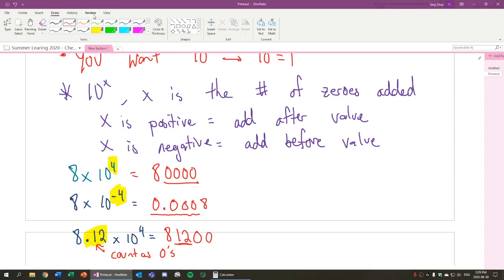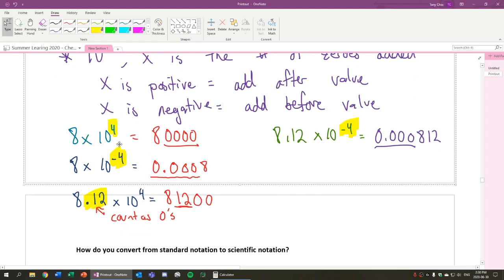So that's only if it's positive. What happens if it's negative? If you have 8.12 times 10 to the negative 4, what will happen? Well, because this negative 4 adds zeros before the 8 even shows up, it actually has no effect. So what you're going to end up with is still 0.000812. Those zeros are still there.